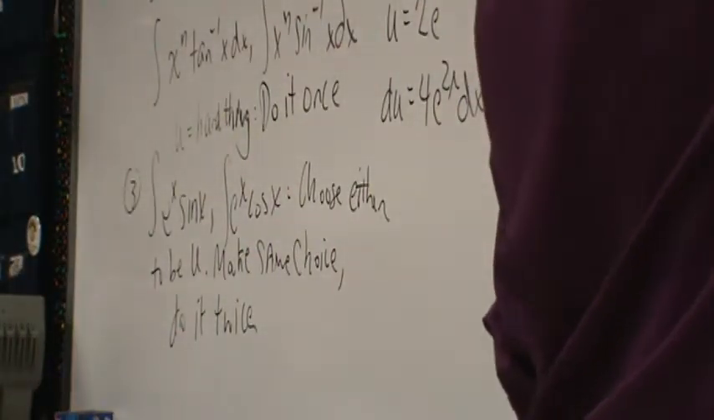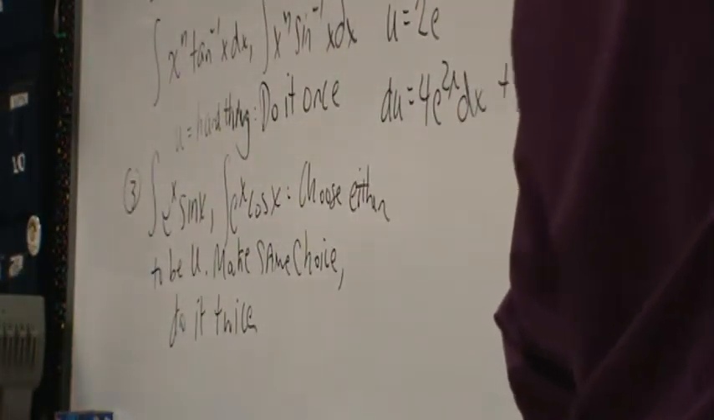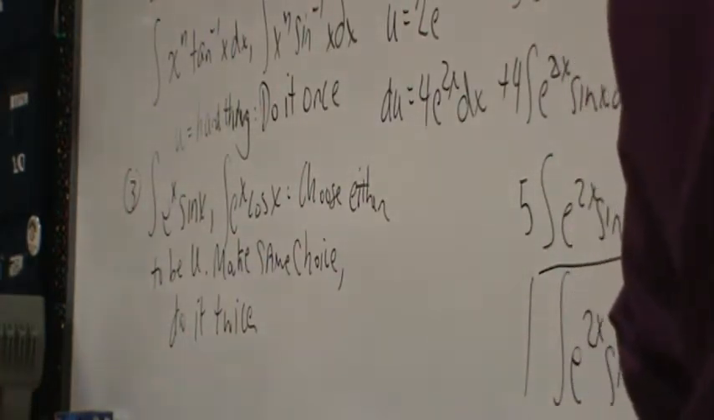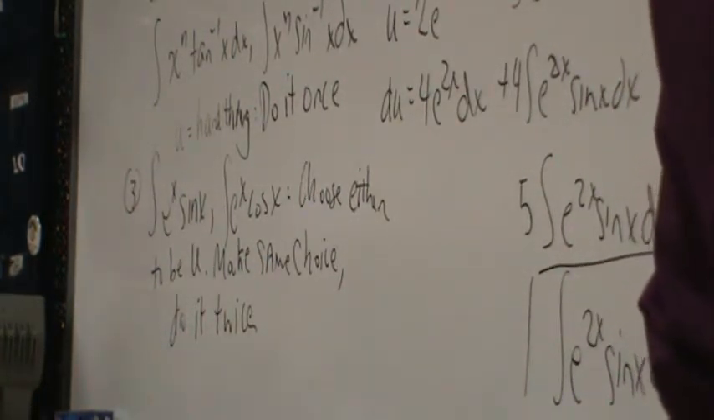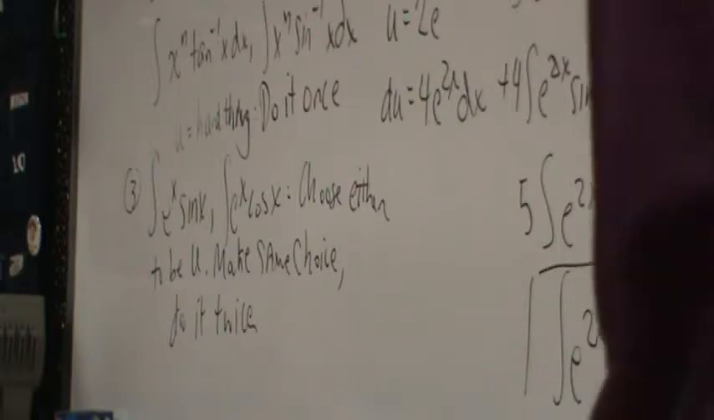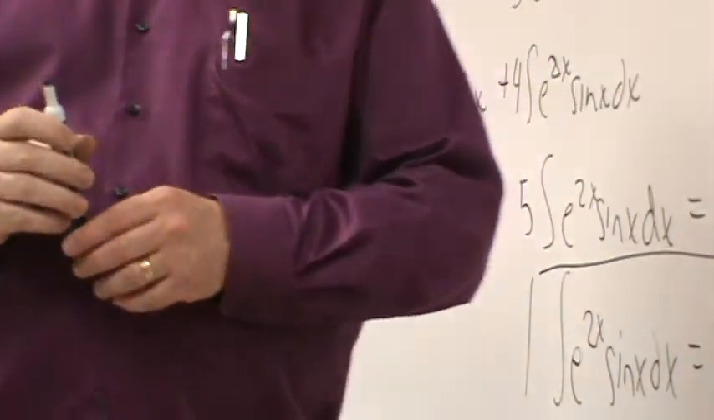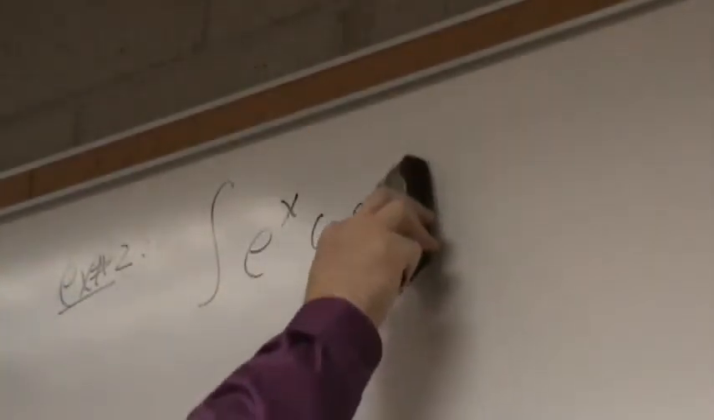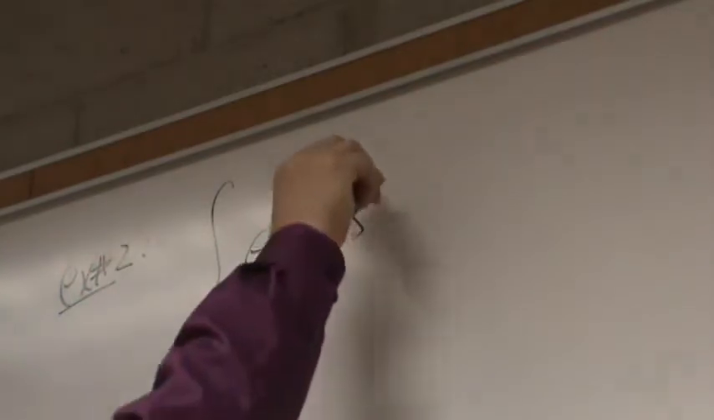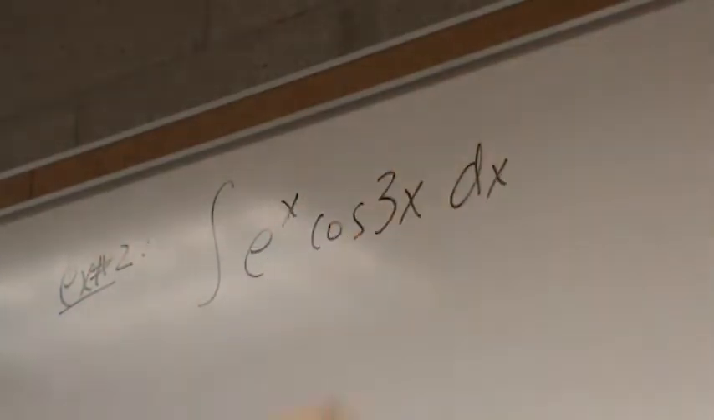So here comes another one. Here comes one for you guys. Example number 2. Here, let's do the integral of e to the x cosine x dx. Good luck. Let's see if you guys can do this. Oh, wait, I messed up. It's cosine of 3x. I need to put a number in there just to make it more fun. Cosine of 3x dx. Good luck.